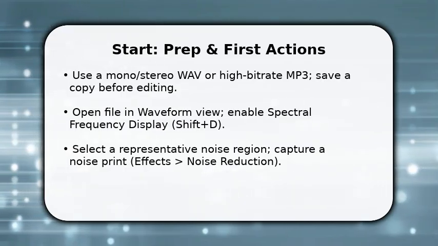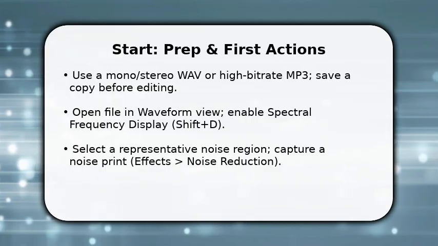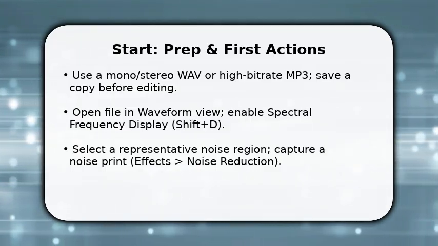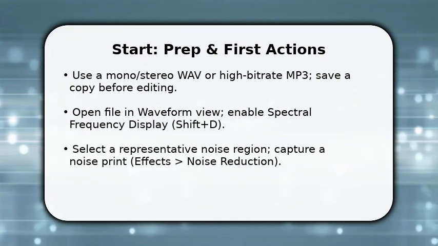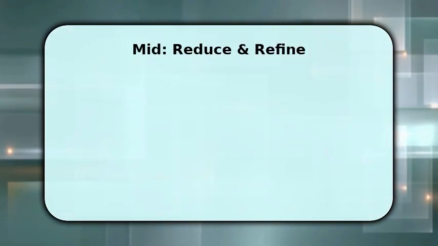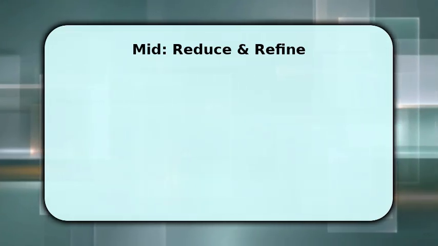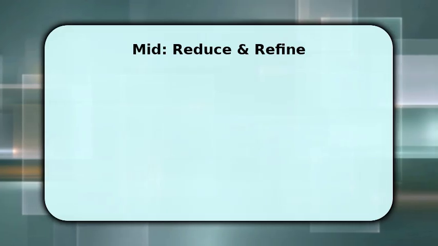Once selected, choose Effects, Noise Reduction/Restoration, then Capture Noise Print. This establishes the baseline the plugin will subtract from the rest of the recording. Now apply noise reduction. Process. Using the captured print, click Preview and listen closely while you tweak settings.